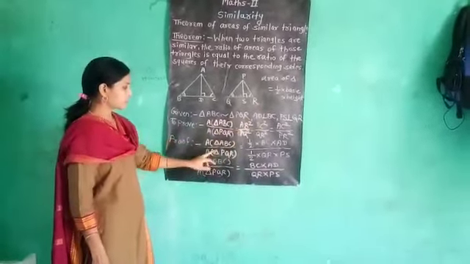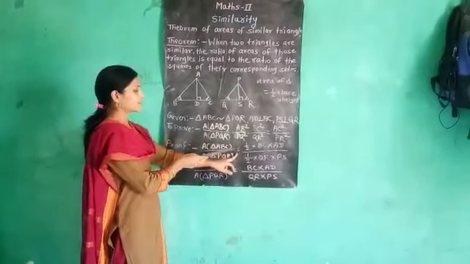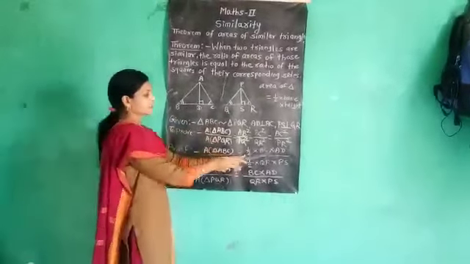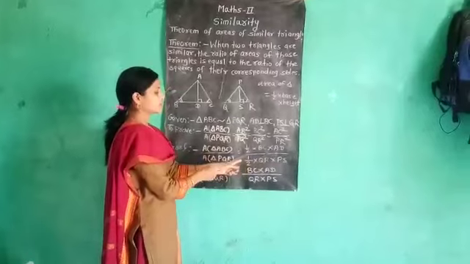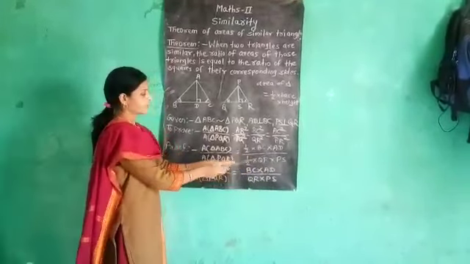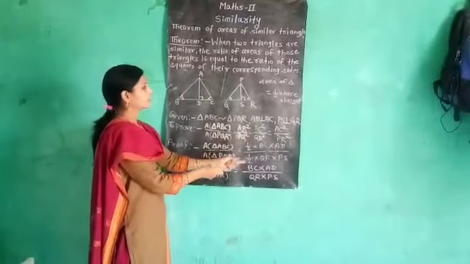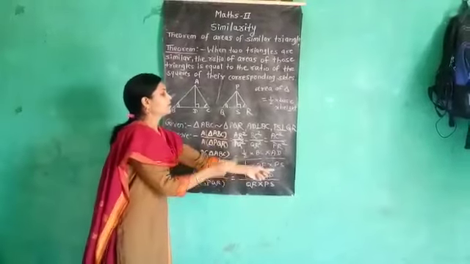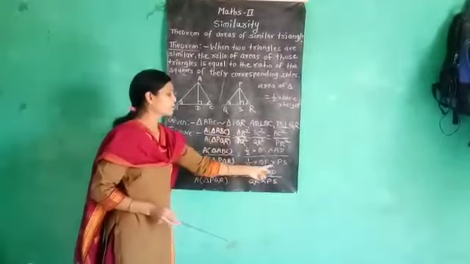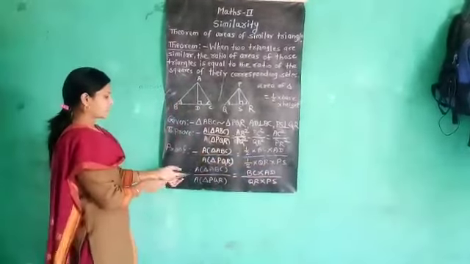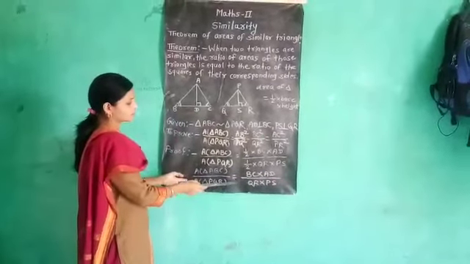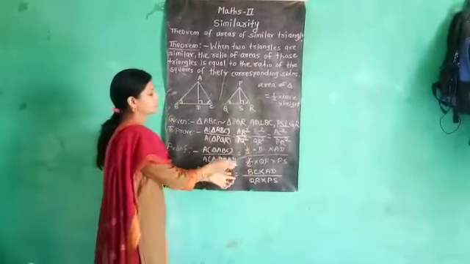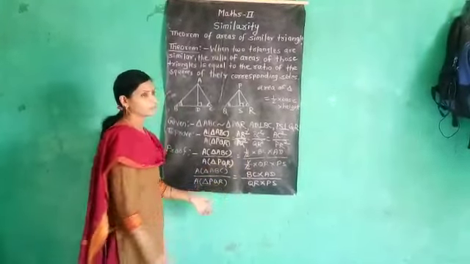Area of triangle ABC to area of triangle PQR. Area of triangle ABC is 1 upon 2 into base BC into height AD. Therefore, 1 upon 2 into BC into AD, upon area of triangle PQR, which is 1 upon 2 into base QR and height PS, 1 upon 2 into QR into PS. Therefore, area of triangle ABC upon area of triangle PQR equals, cancelling 1/2, BC into AD upon QR into PS.